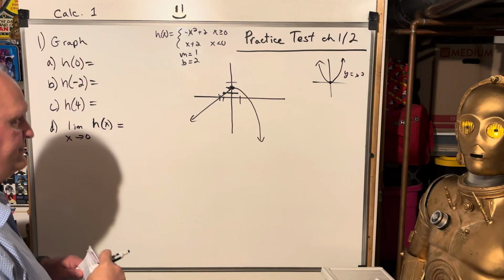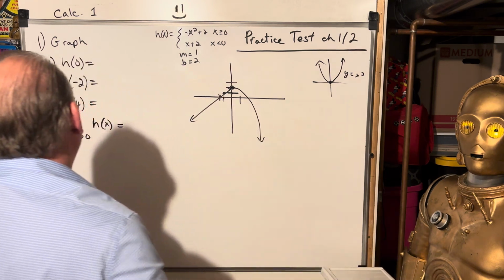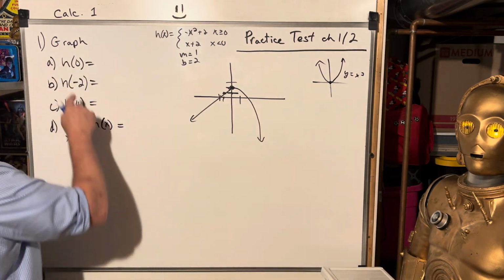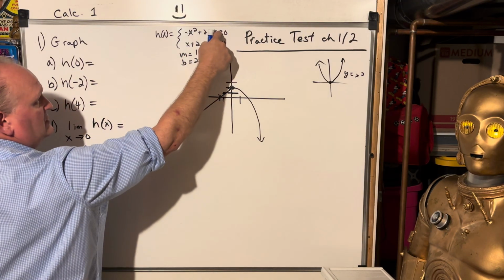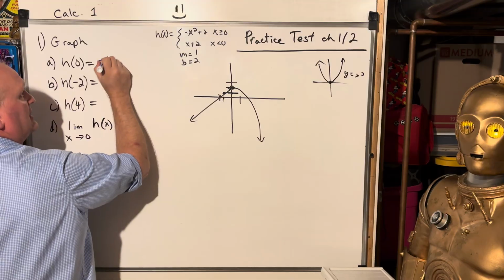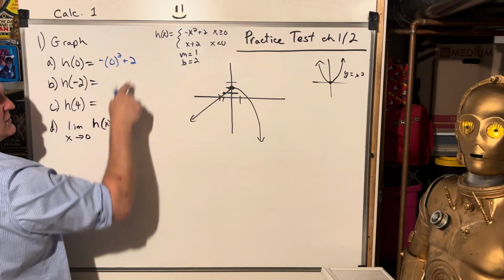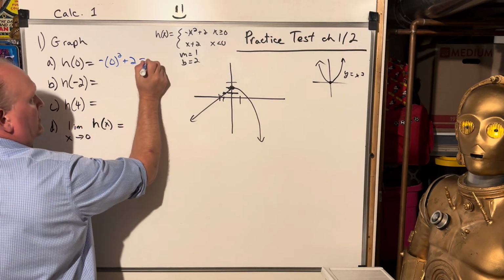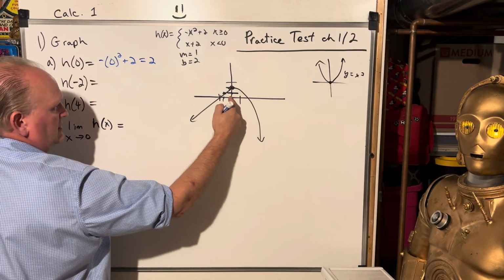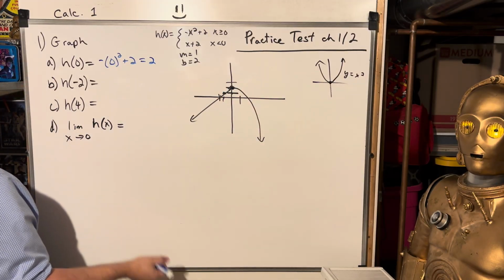All right. So now they have questions. h of 0. So when it's 0, we would use this: negative 0 squared plus 2. The opposite of 0 squared, not negative. And so that's just 2. We could have also said, oh gee, look, x is 0, what's y? It's 2. So we could have pulled it off the graph.